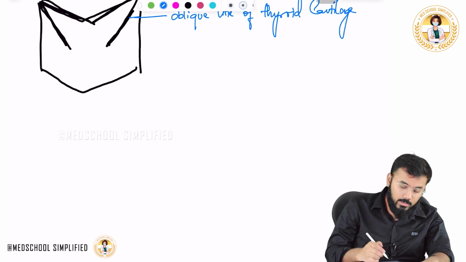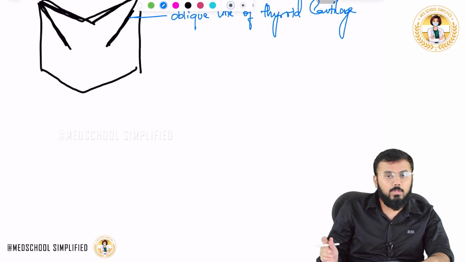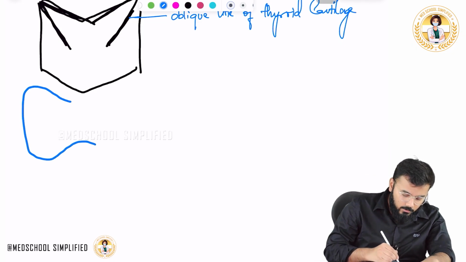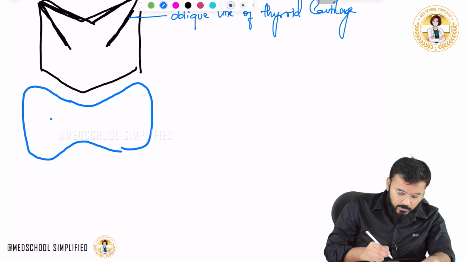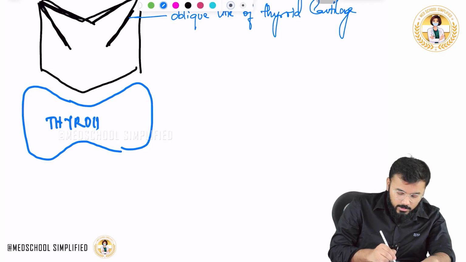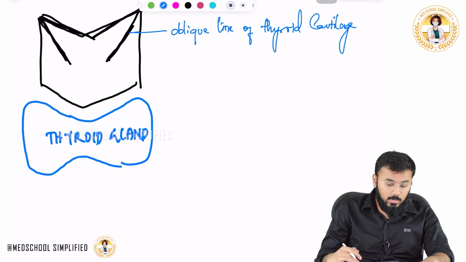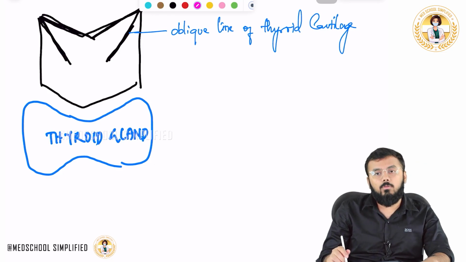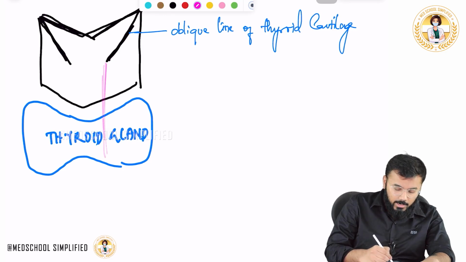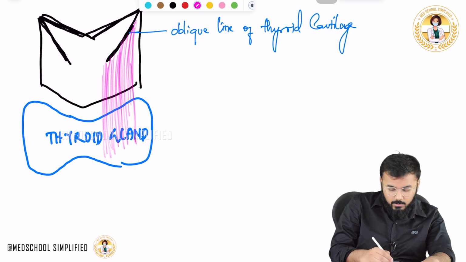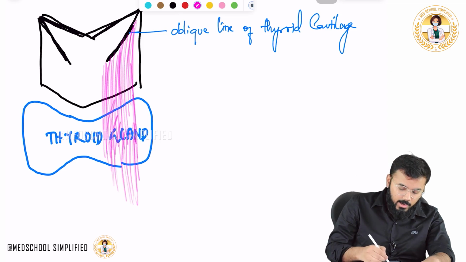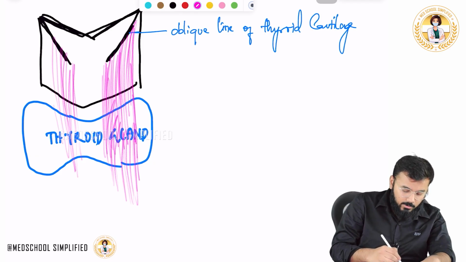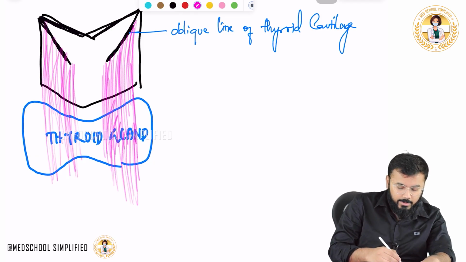Okay. Now down here you have a gland. This gland over here is your thyroid gland. You know this, right? Now the important thing to know is that from this oblique line of the thyroid cartilage, a fascia comes down. This fascia is called the pretracheal fascia. It comes all the way down and covers your thyroid gland. So this is your pretracheal fascia.